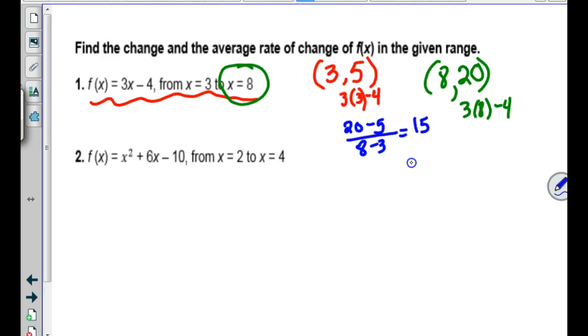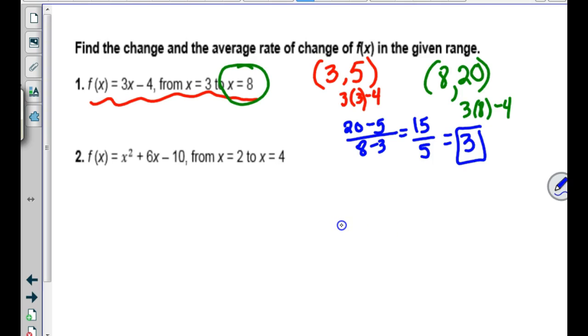That's okay. Remember, it was 3 times 8 minus 4, so it was 24 minus 4 is 20. We okay? Yep, I know I'm just confusing you. Okay, the y's change 15, the x's change 5, so the total average rate of change is 3. Now, we're going to talk in a second.